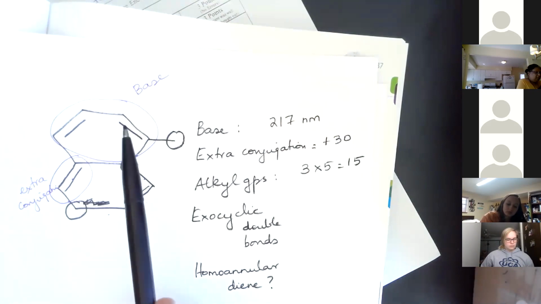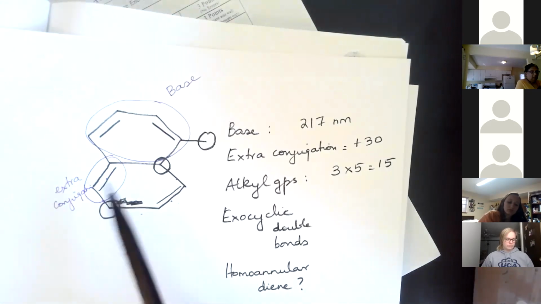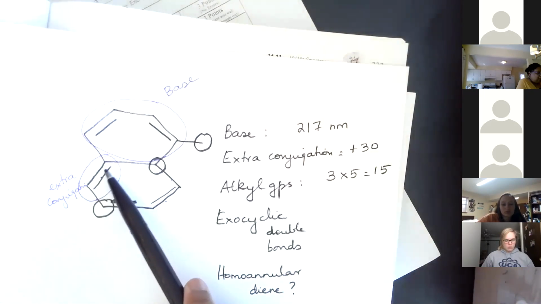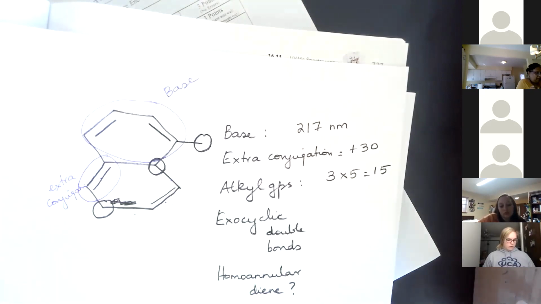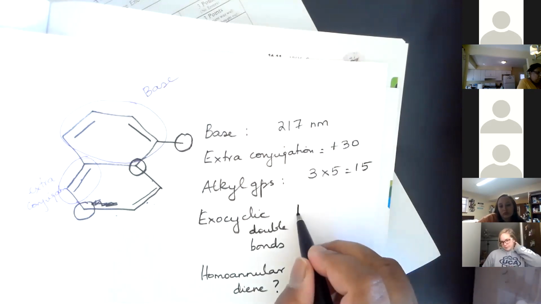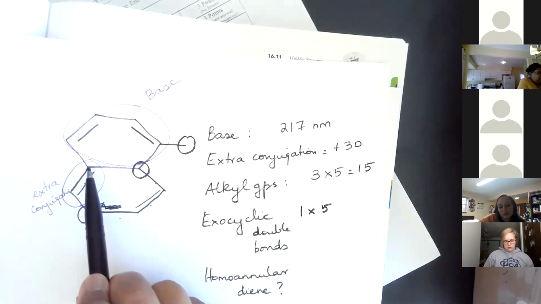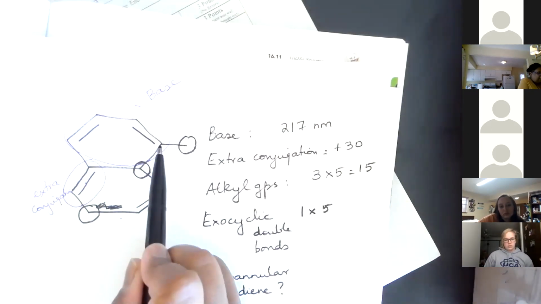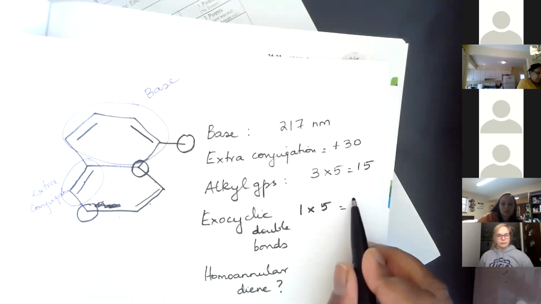Exocyclic. So this is our base ring. This is right outside of the ring. This doesn't count. Okay. So then you have 1 times 5. Now, if you were to consider that ring, this is outside, that's outside. So you don't have any. So this is 5.